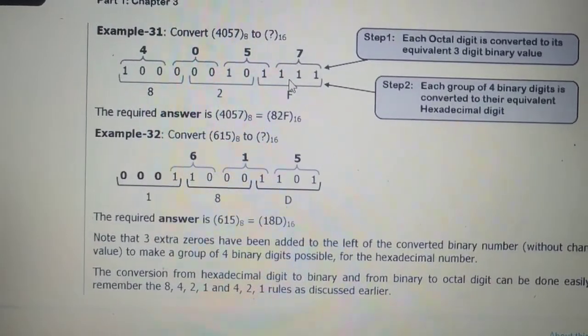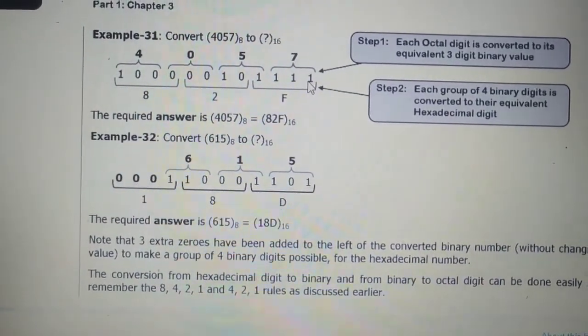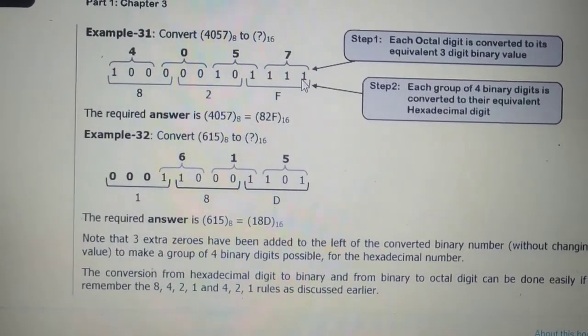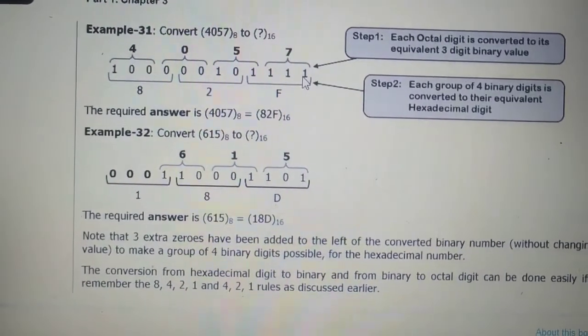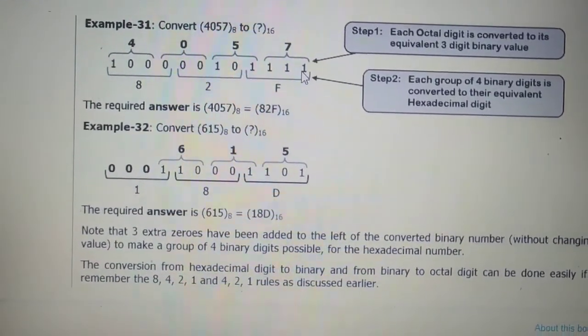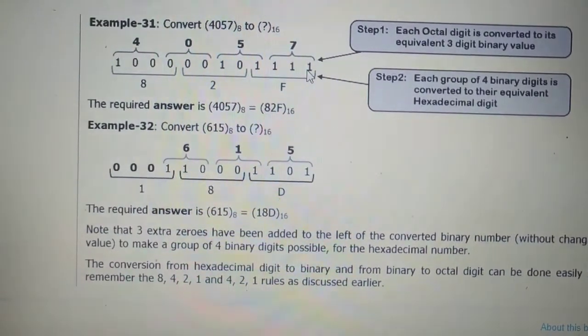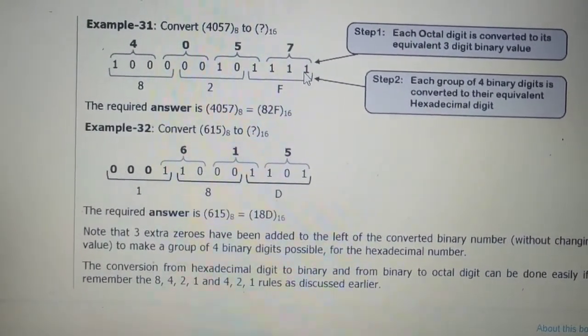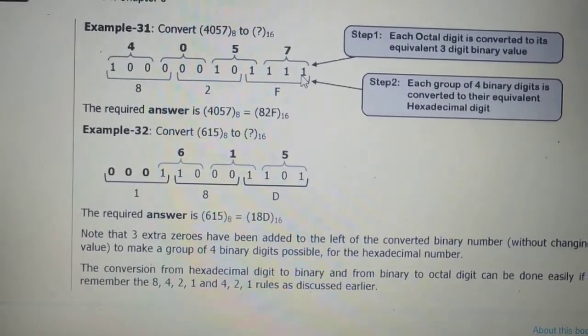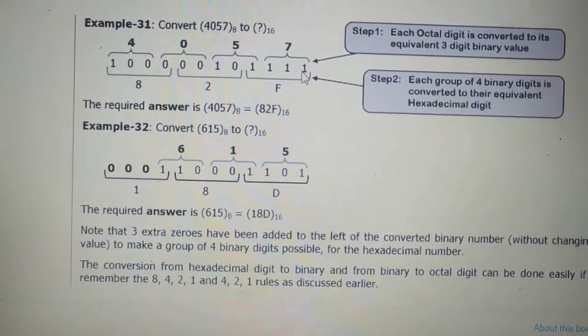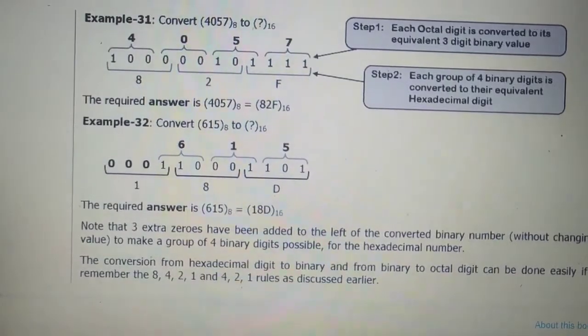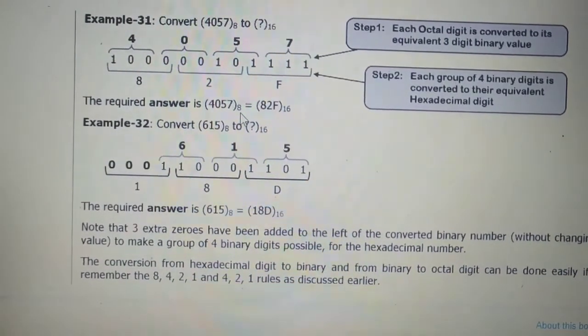So 1111 in hexadecimal means 15. So 15 means F. Okay, now 0010 represents 2 and 1000 represents 8. So 4057 in base 8, if you want to convert it to base 16, the result is 82F. Okay, now coming to the next example.